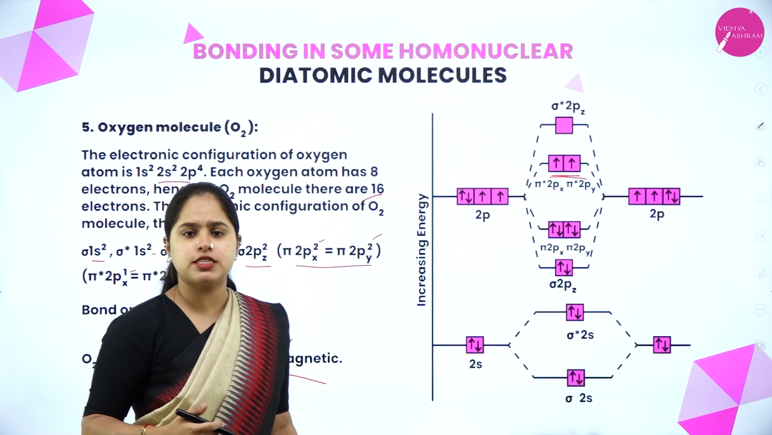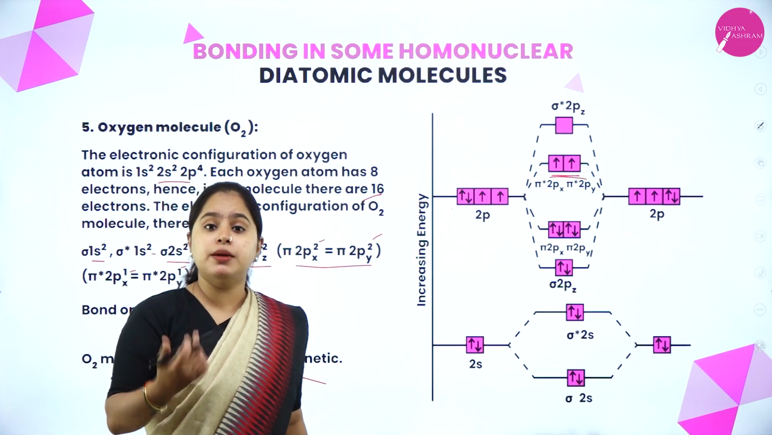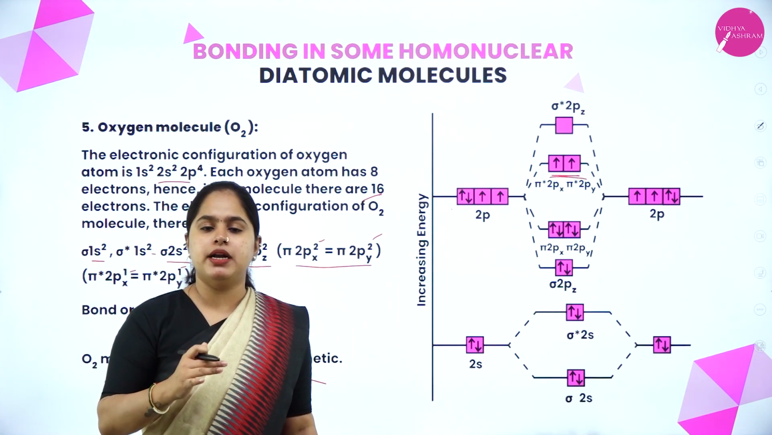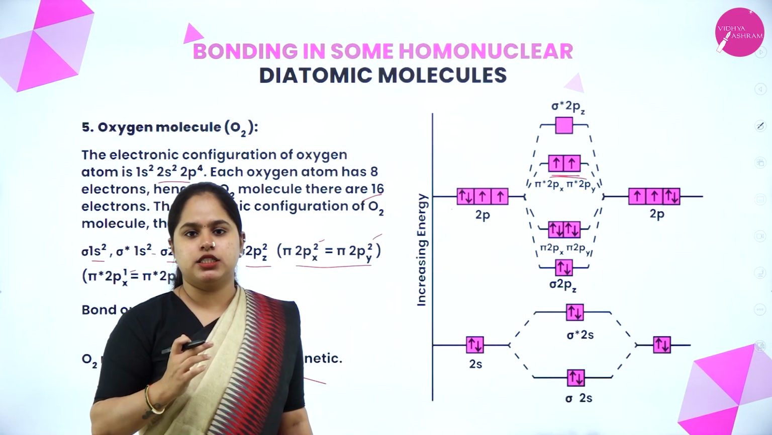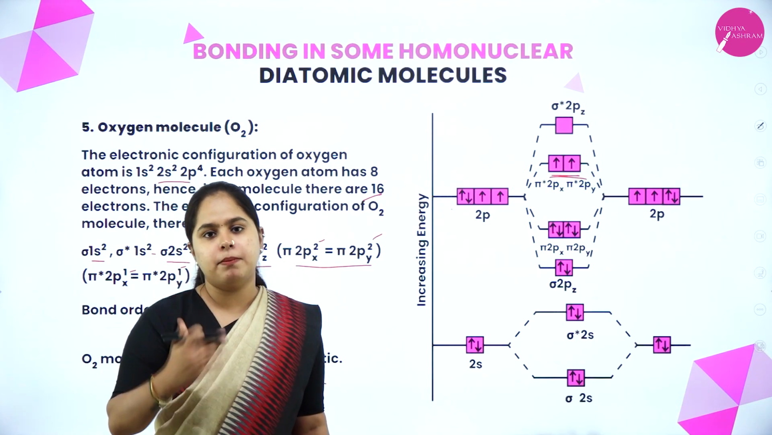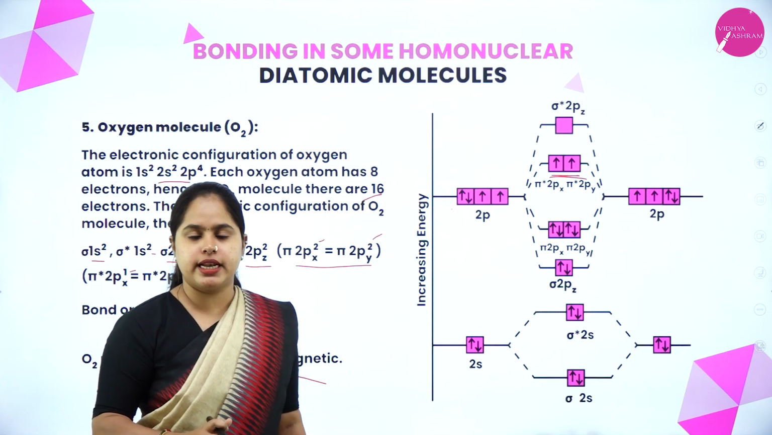Because of the sigma star 2py, we can see there are unpaired electrons present there. They are not paired, right? So wherever there are unpaired electrons, it is a paramagnetic molecule. So the oxygen molecule is a paramagnetic molecule. I hope it is clear, right?